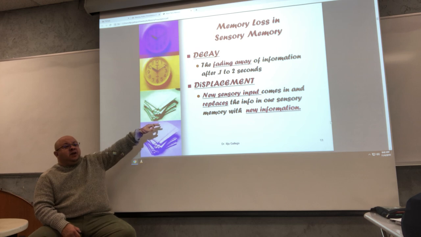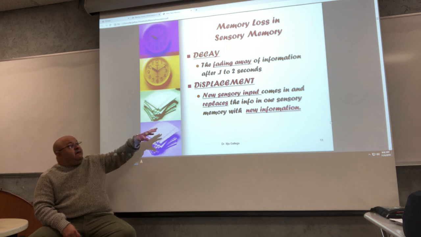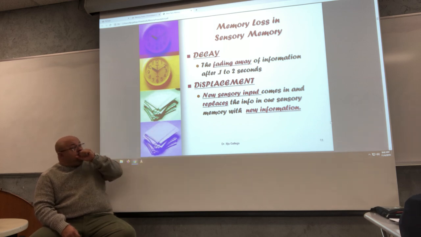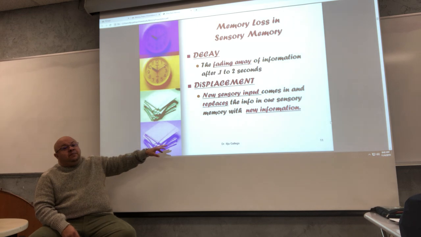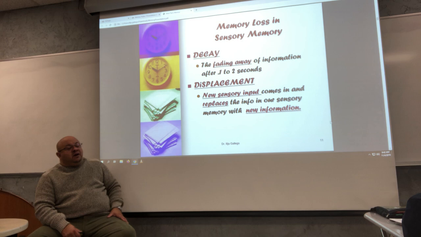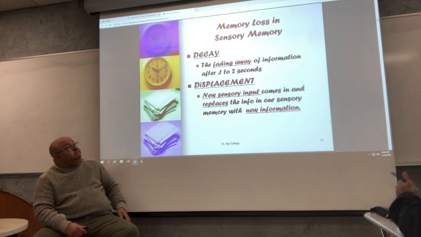Displacement, on the other hand, could also happen. Before it gets a chance to fade away, you have new sensory input that's coming in and replacing what was in your sensory memory. So you have another vision, okay? Something else comes into your visual field, or you hear something else or whatever.